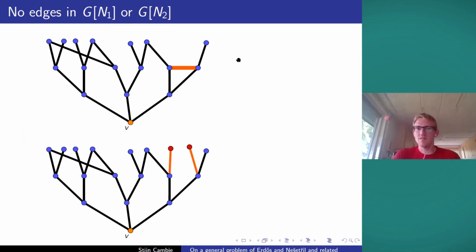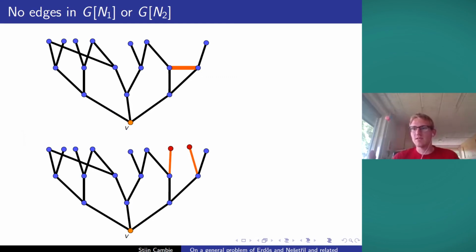So if the graph on top would be extremal, then the graph at the bottom would also be fine, but it would have one additional edge. So this implies that the graph on top wasn't extremal, so we do not have any edges between the first neighborhood of V and the so-called second neighborhood of V, which are all vertices at distance 2 from V.